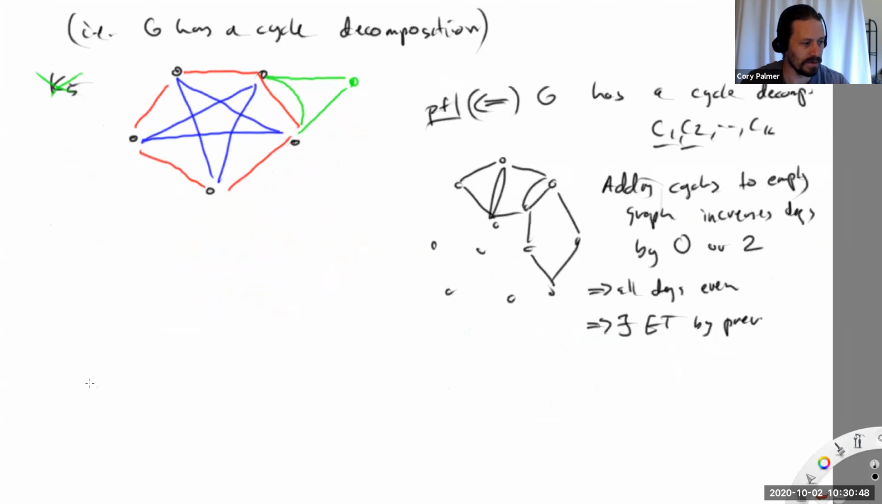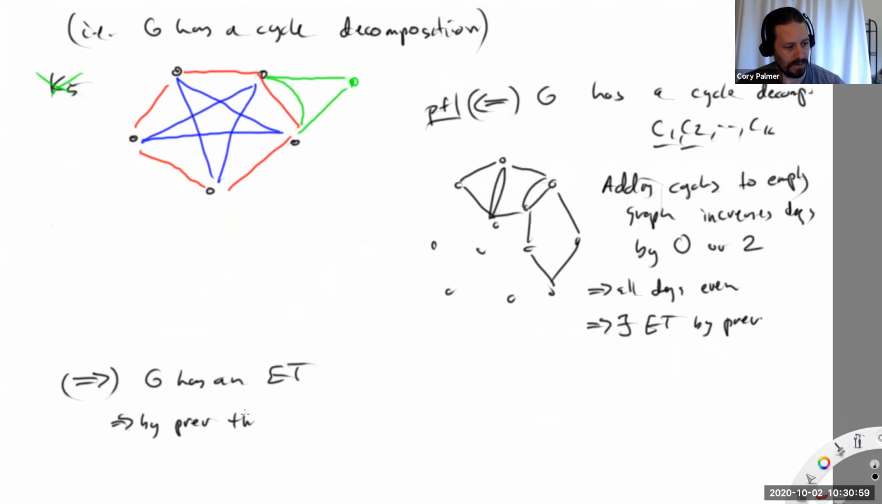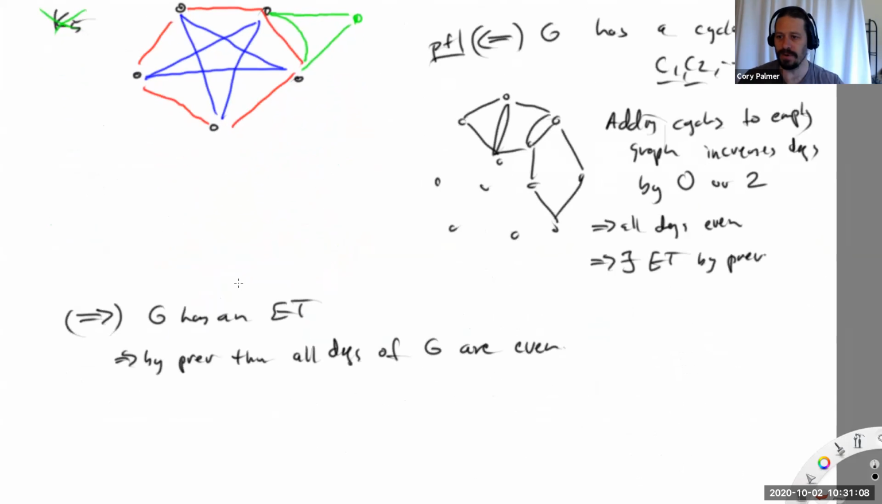Okay, so the other direction is just as easy. So G has an Euler tour. Then by the previous theorem, all degrees of G are even. So all the degrees are even, and it's connected. And say I wanted to find a cycle decomposition. What would be the naive way of starting this approach? Actually, you don't even need connectivity here. All the degrees are even. What should I do? In fact, you know something here based on one of the exam questions, the one with the regular graphs.